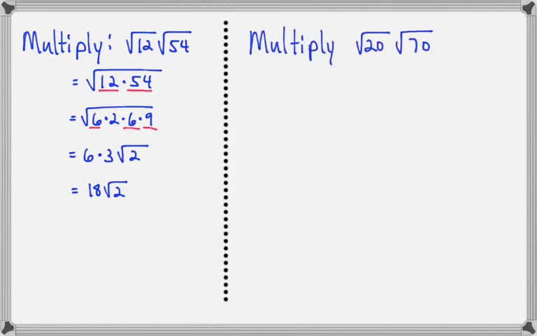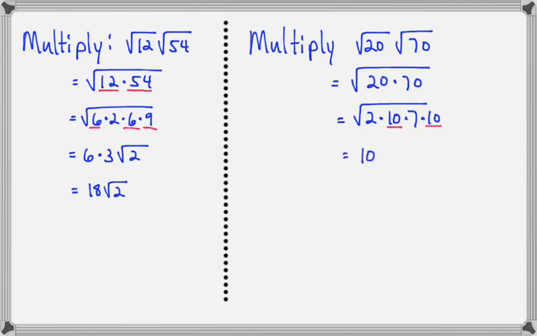And another one. Let's do square root of 20 times square root of 70. We do put them together under one radical. I notice that they're both multiples of 10. So let's write 2 times 10 and 7 times 10. Then I have a pair of 10's here. The square root of this pair of 10's is 10. And what's left under the radical is 2 times 7, which is 14.